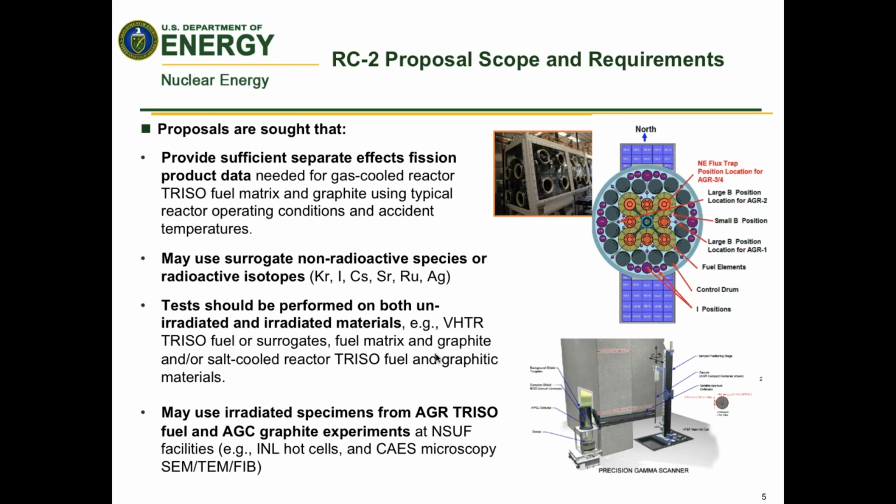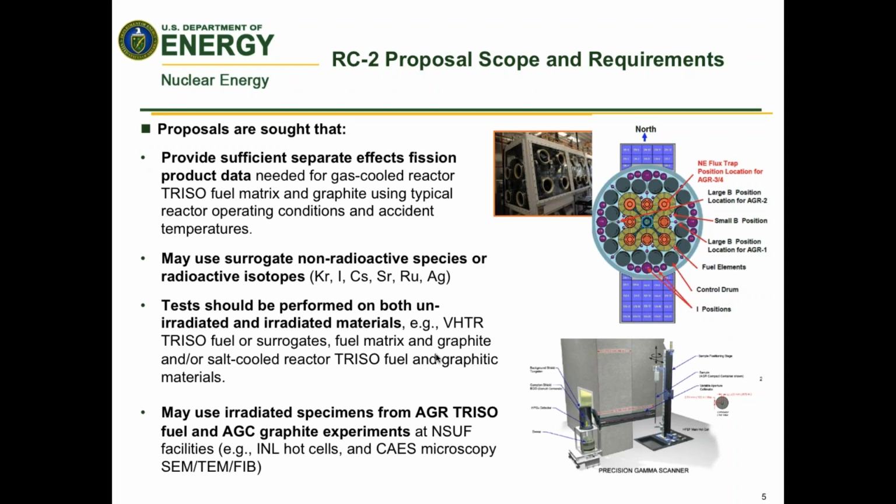So we're seeking proposals that provide separate effects fission product data for the TRISO fuel matrix of graphite in both gas-cooled reactors and molten salt reactors. Again, you may use surrogate non-radioactive species at your university. We would like you to do the tests on both unirradiated and irradiated materials. Again, we have some specimens from the AGR, the Advanced Gas Reactor TRISO fuel work, and graphite experiments.